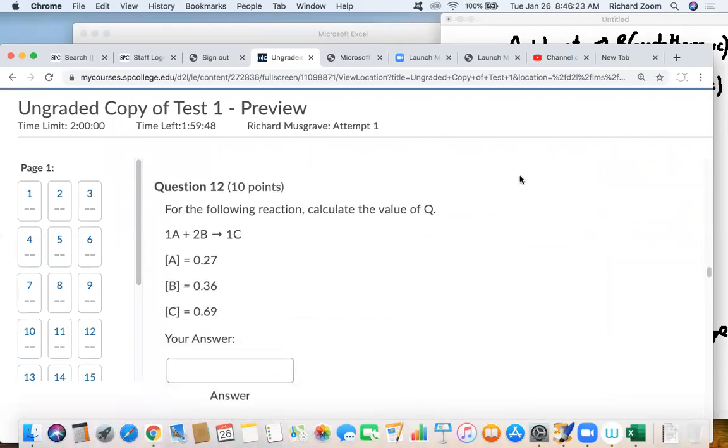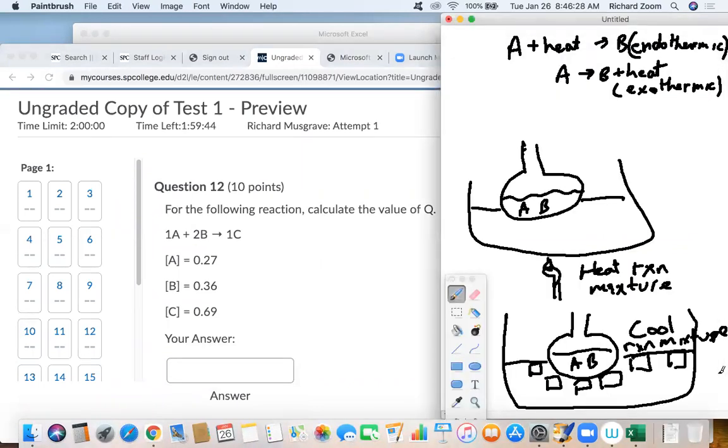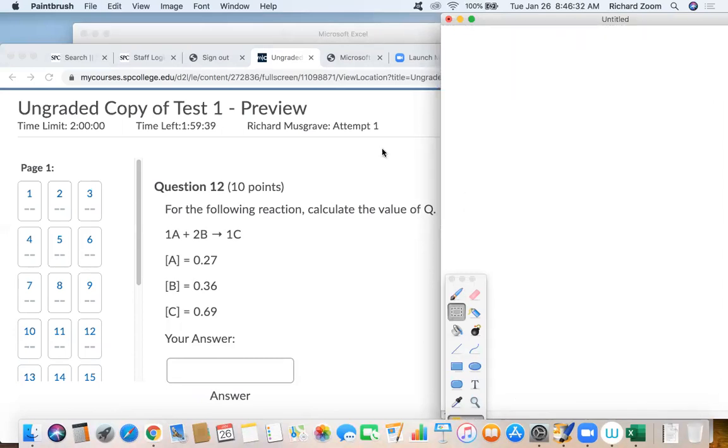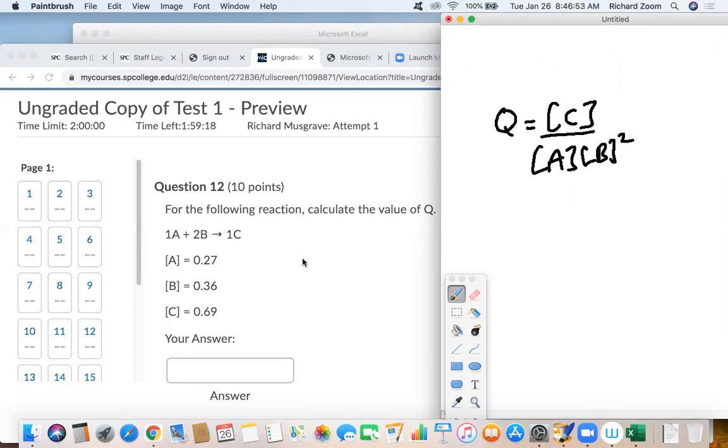Okay. So for question 12, I think you'd be pretty set on how to do this, but we'll take a look. So you've got 1A plus 2B gives 1C. What you would do is calculate the value of Q, and it would be C over A times B squared. And it would really just be a matter of plugging in those concentration values.